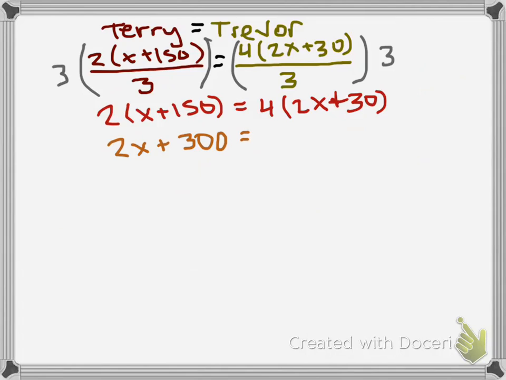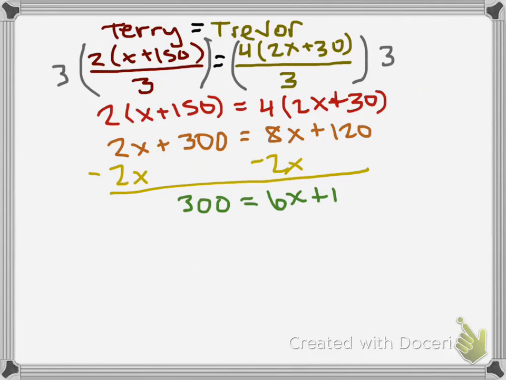On the other side of the equation, we have 4 times 2x, so that's 4 groups of 2x, which is 8x. And then 4 groups of 30, which is 120. Now we have x's on both sides of the equation, and we don't like that. Our easiest way of getting rid of one of the x's would be to subtract 2x from both sides, leaving me with 300 equals 6x plus 120.